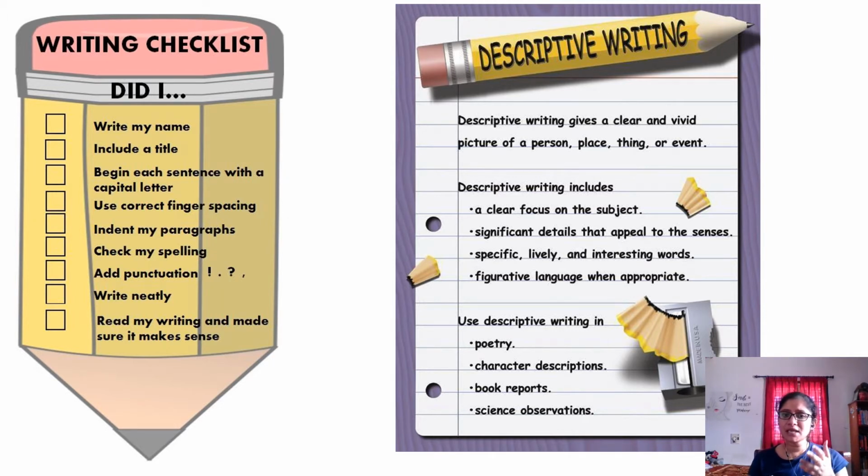Then we can use descriptive writing in areas like poetry. While writing poetry, you can give the description of something there. You can describe a character. You can describe a book. You can give a book report. When you read a book and if I ask you to give the report of it, you can describe something out of the book. And science experiments, so already in the unit of inquiry you have written the record of the observation.